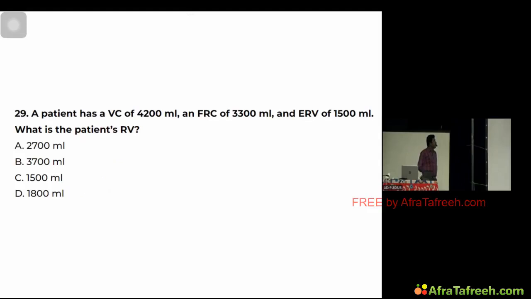What they want is residual volume. FRC is equal to ERV plus RV. So we require RV. FRC minus ERV is equal to RV. 3300 minus 1500, 1800 ml.